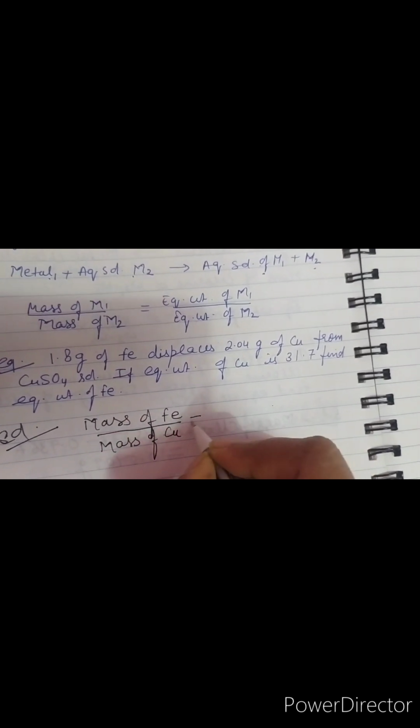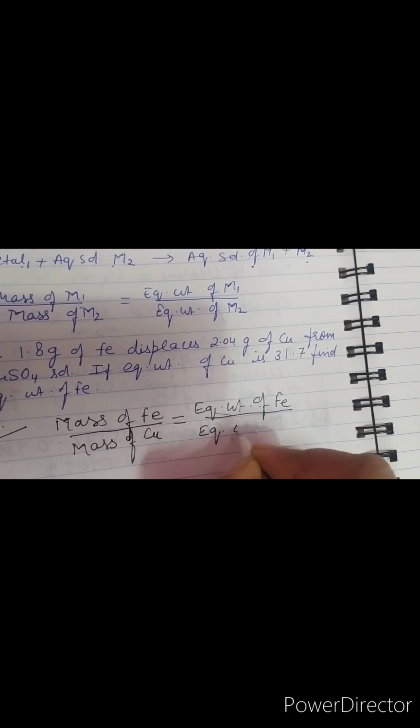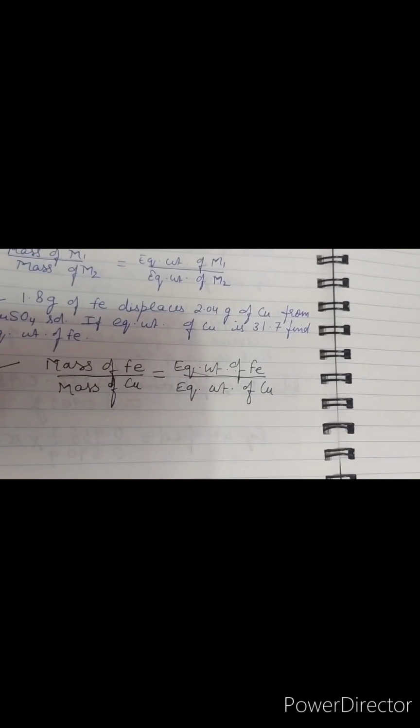So again we'll use the same concept, that is the ratio. We'll write mass of iron upon mass of copper, that is metal 2, is equal to equivalent weight of iron upon equivalent weight of copper. Okay, so this is the formula.